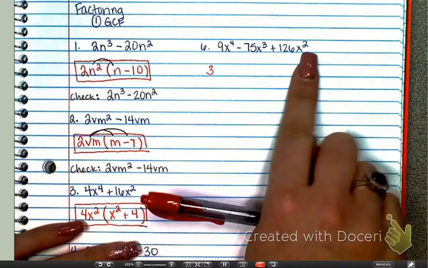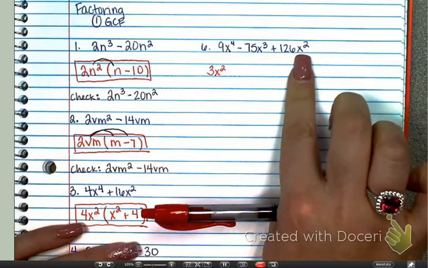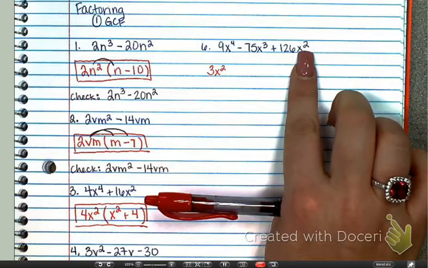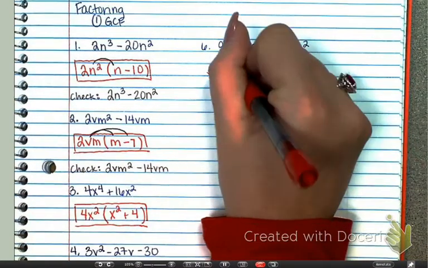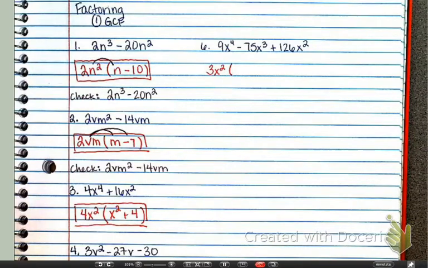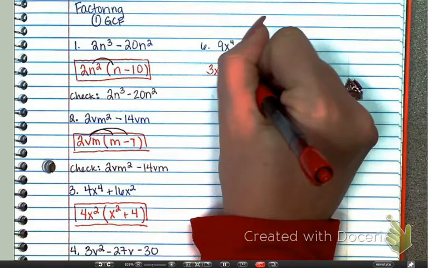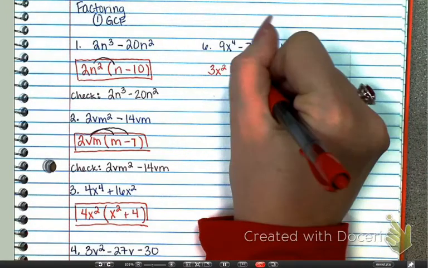And you said x to the what? To the second, because the smallest x I have is x to the second, which means I can't pull out any more. Did everyone get 3x squared as their GCF? Okay, now when I figure out what's left over, 9 divided by 3 gives you 3. You've taken out 2 of those x's. How many are left? 2.